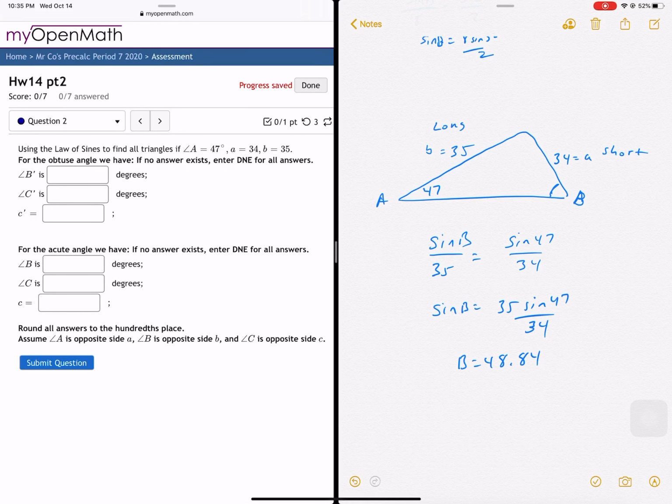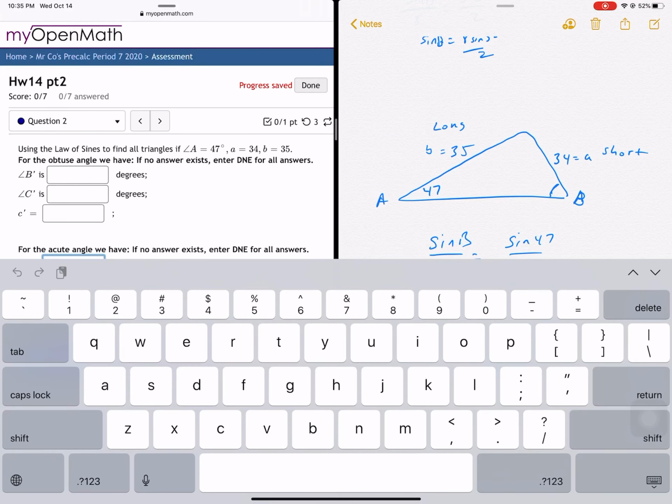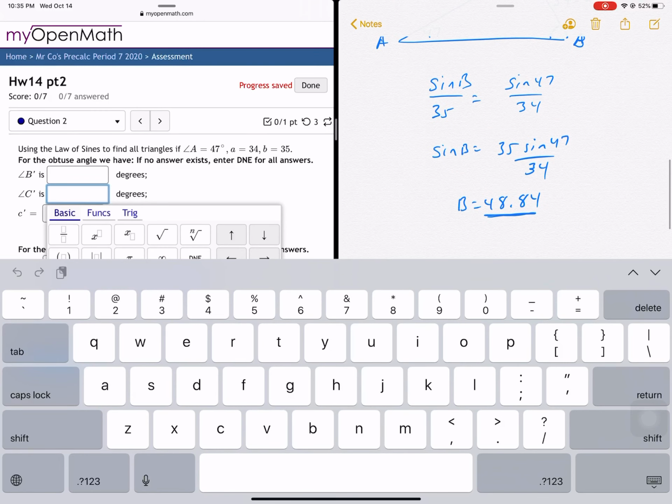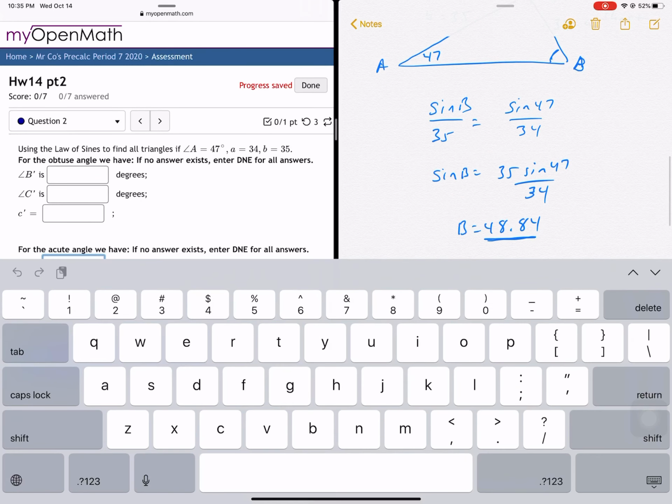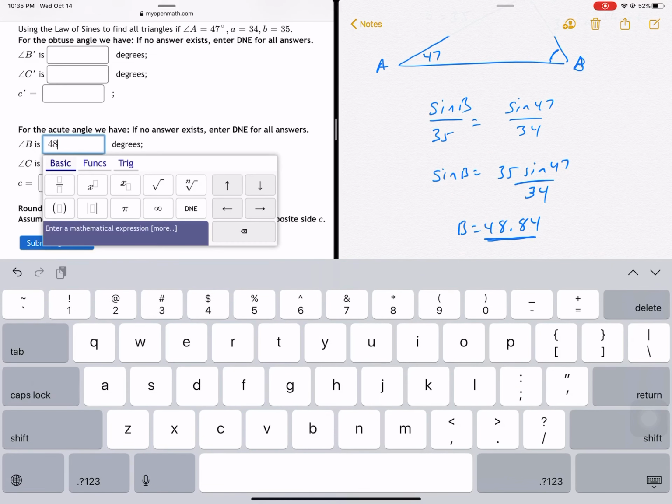So we have what angle B is, but let me ask you, is angle B an acute or obtuse angle? It's acute, so that's what they want here. They want the acute answer right there. So it's going to be 48.84.